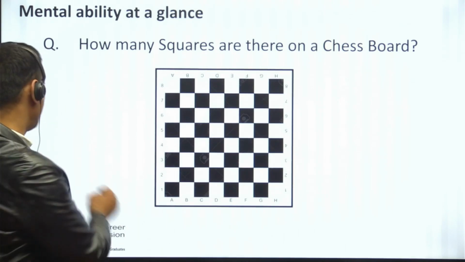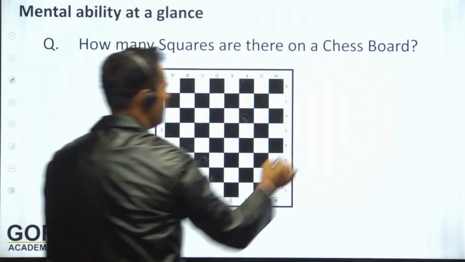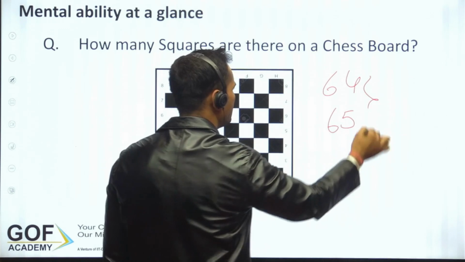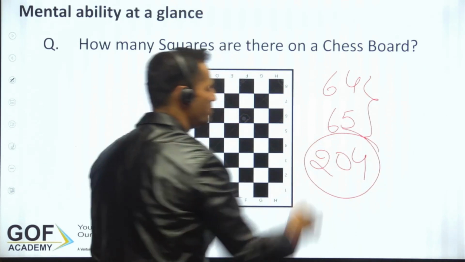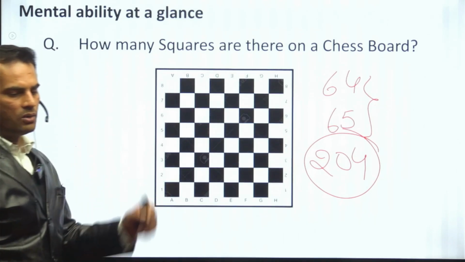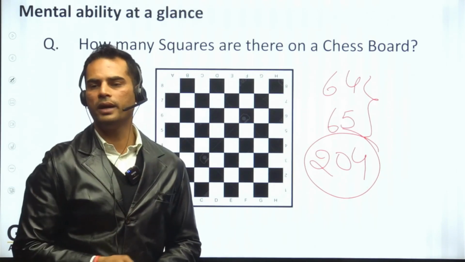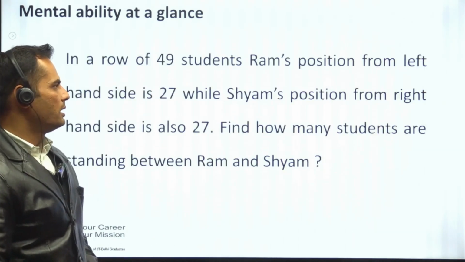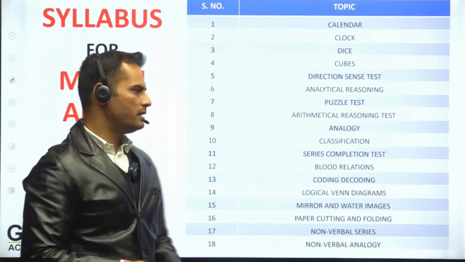A question is there: how many total squares are there on a chessboard? Students will think there are 64 or 65 squares, but let me tell you, this is homework for you all. There are 204 squares on a chessboard. You need to find out how we got this 204. I'll teach you this.